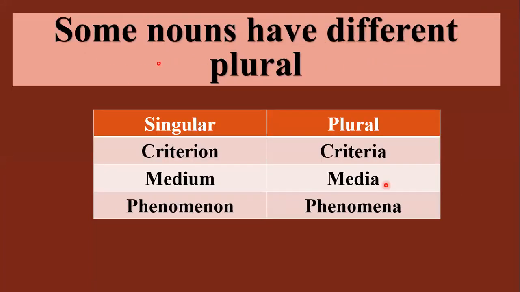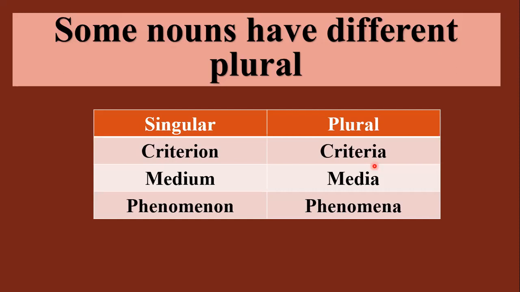Okay. Some nouns have different plurals, like criterion changes into criteria. So, if I say the company follows a specific criterion, that means it is one basic criterion. But we usually don't use criterion, the common word that we use is criteria. Why? Because usually there's a set of rules that is followed. So it's a complete criteria.